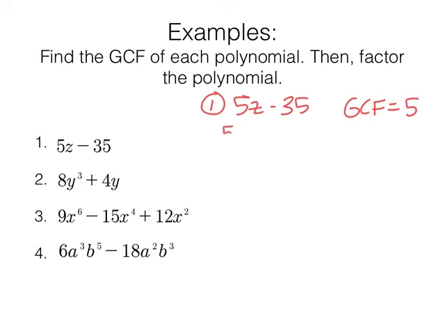To factor it out, you put it out front, and inside the parentheses, you put what you would get if you divided each term by 5. Well, 5z divided by 5 is just z, and 35 divided by 5 is 7. And that is the answer for that first problem. That's the factored form of the polynomial. Number 2.